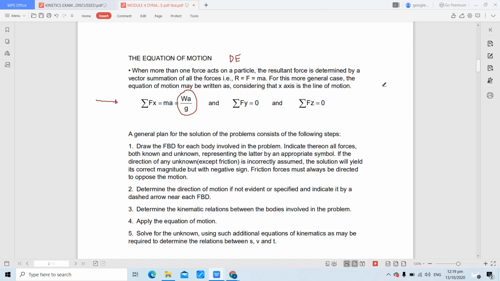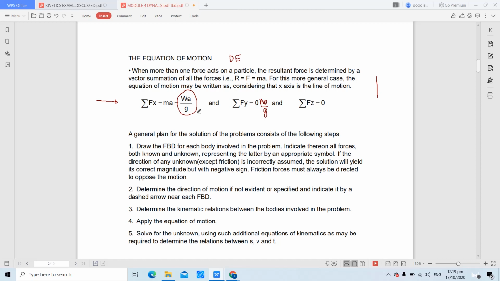Kapag nakay vertical yung motion natin, ng body natin tsaka particle, yung summation of force along y, nandito yung reverse effective force natin na WA over G. And summation of forces along X and then Z will become equivalent to 0. Same kay Z. Kapag naka-Z axis yung motion, nandito yung reverse effective force. And this will become equivalent to 0.